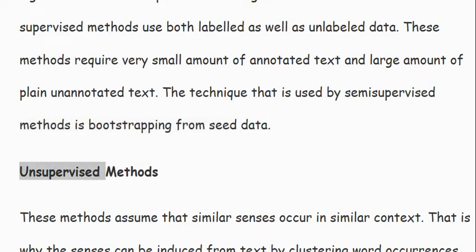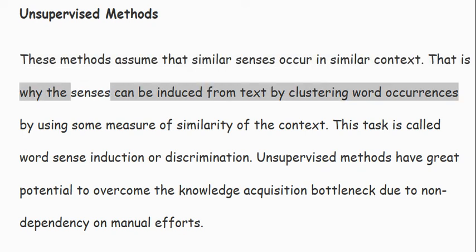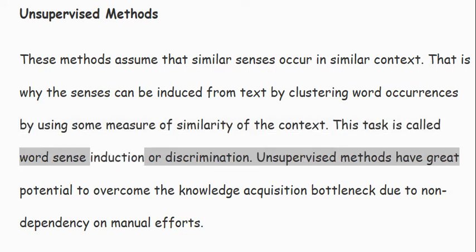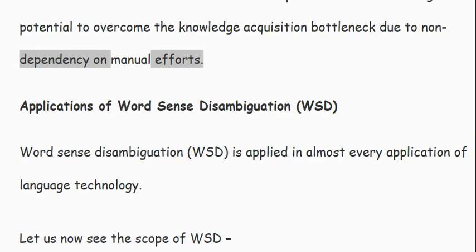Unsupervised methods. These methods assume that similar senses occur in similar contexts. That is why the senses can be induced from text by clustering word occurrences using some measure of similarity of the context. This task is called word sense induction or discrimination. Unsupervised methods have great potential to overcome the knowledge acquisition bottleneck due to non-dependency on manual efforts.